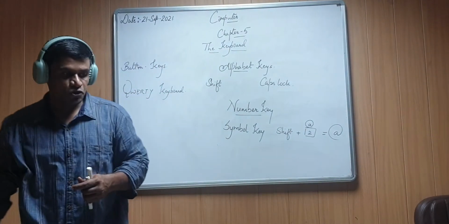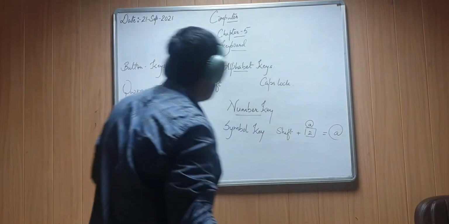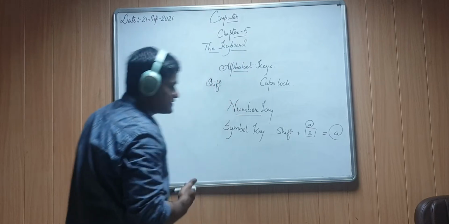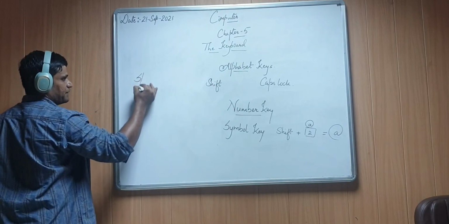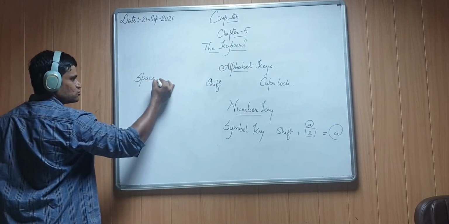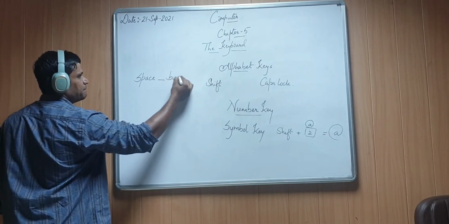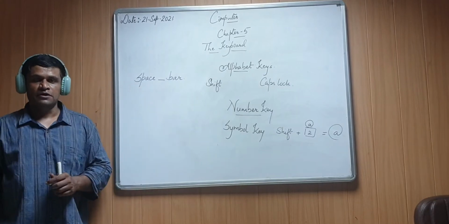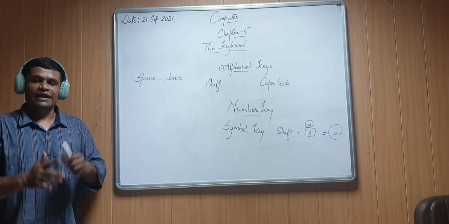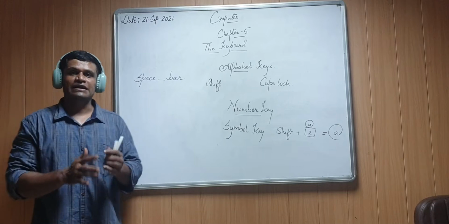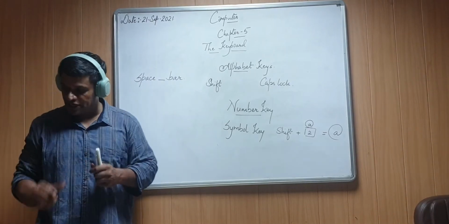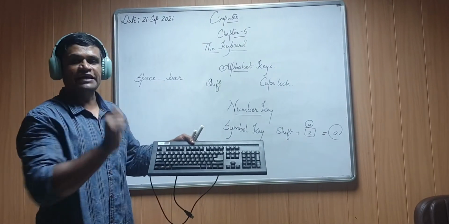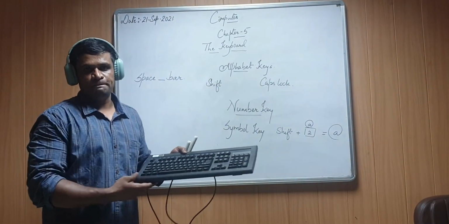After that, we are going to talk about certain special keys. Special keys, like your first is the space bar. Everybody knows the space bar is used to leave a blank space between two words. The white space, the blank space between two words, is left by using the space bar. I also want to tell you, the space bar is the longest key available on your keyboard.